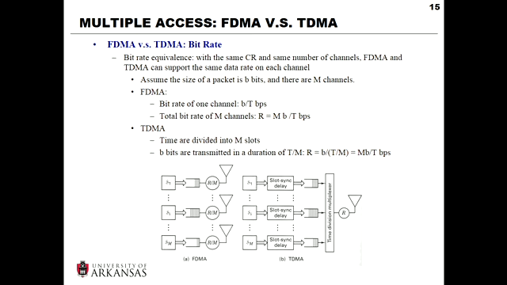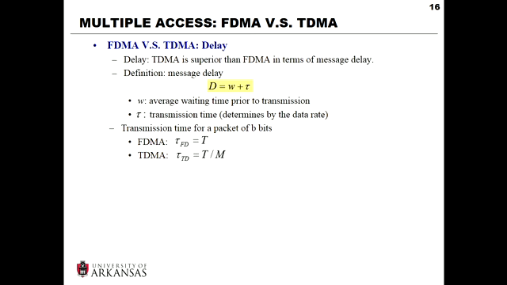All right, so now let's look at delay. In terms of bit rate, FDMA and TDMA are the same, but in terms of delay, actually TDMA is better than FDMA. On average, TDMA has a shorter delay.